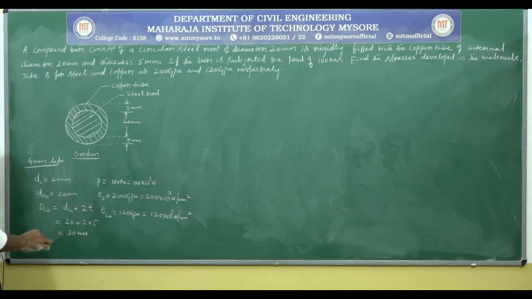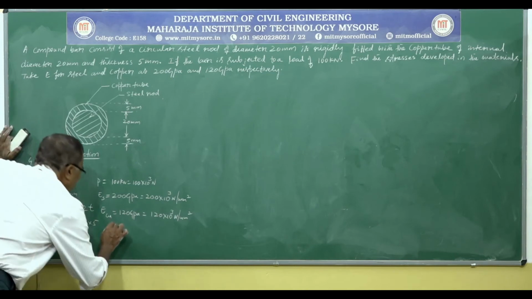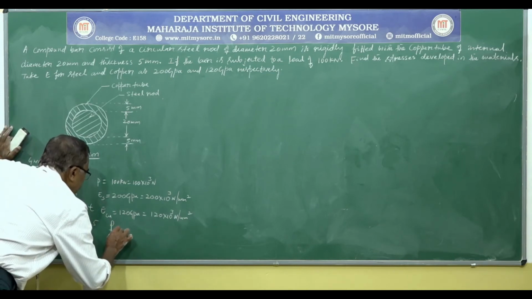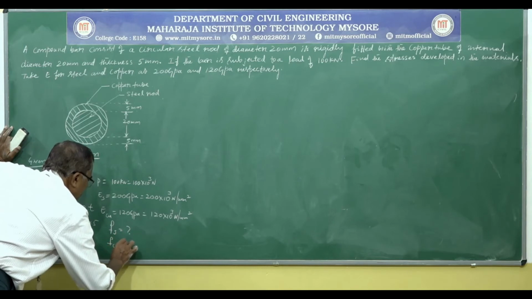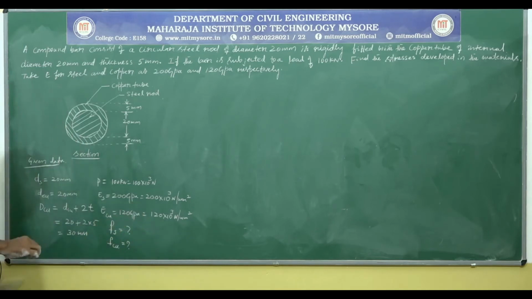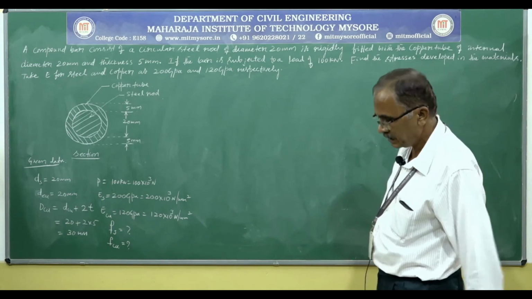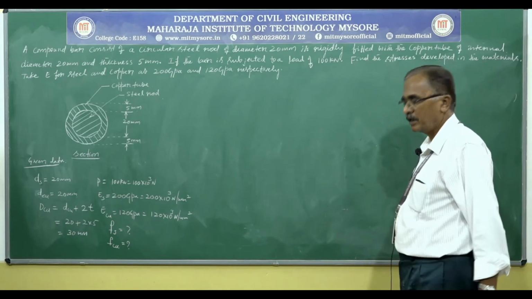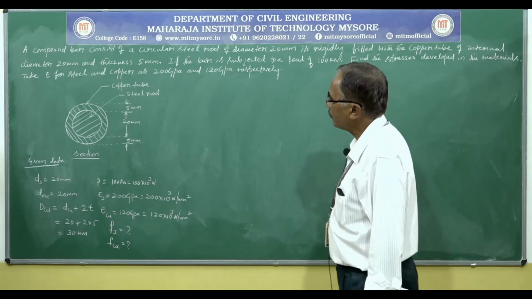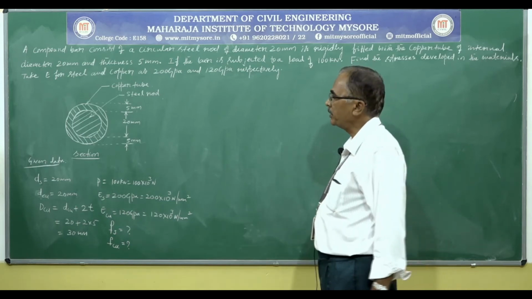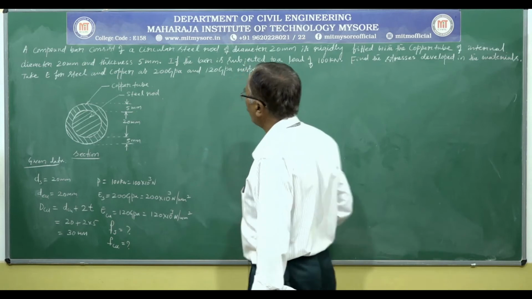It is asked to find the stresses developed in the material. Let Fs is equal to stress induced in the steel, and Fcu is the stress induced in copper. After writing the given data along with the cross section of the given rods and tube, we can calculate the cross sectional area of the steel rod and copper tube.